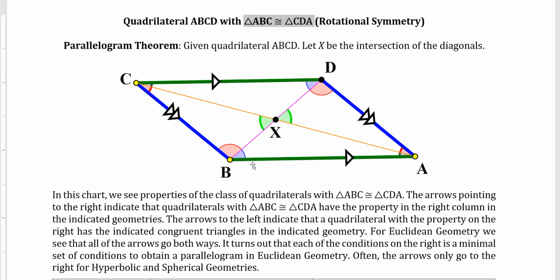If you're given that it's a parallelogram, we start with that. We have to find enough to make those two triangles congruent. If you're given some other set of conditions where you can show those two triangles congruent, then we'll be able to show it's a parallelogram. Okay, at least in Euclidean geometry.